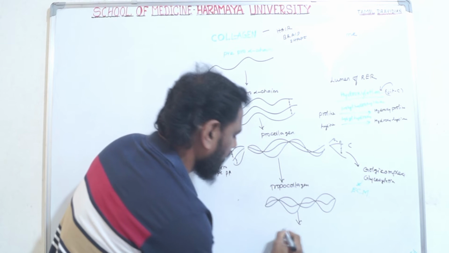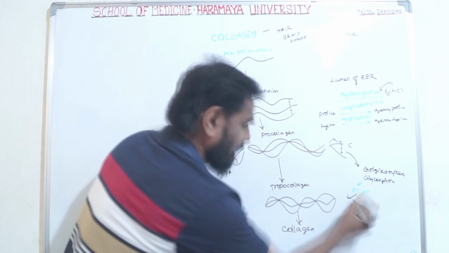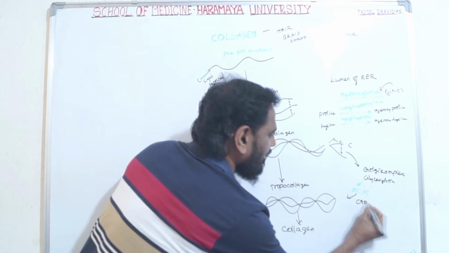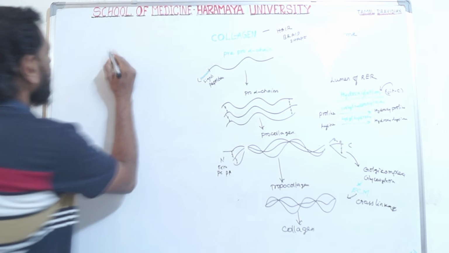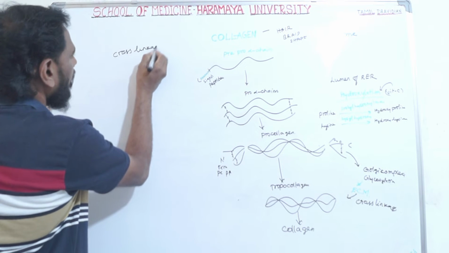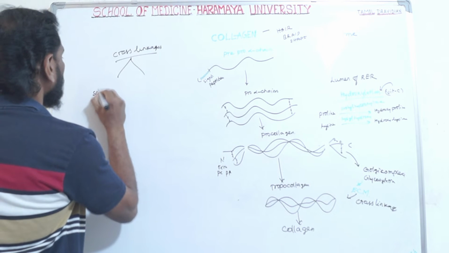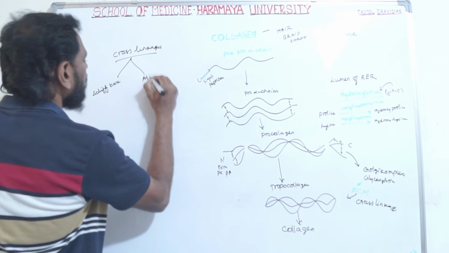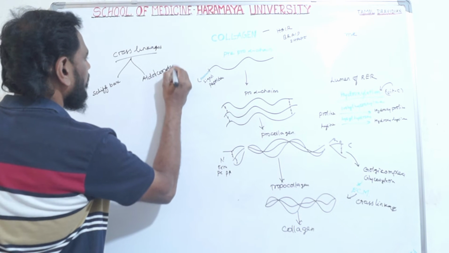Now the tropocollagen is converted into collagen. This reaction takes place in the same extracellular matrix. This is called cross linkages. Clear? What is the meaning of cross linkages? Cross linkages are of 2 types. The first one is called Schiff base. Another one is called aldol condensation.